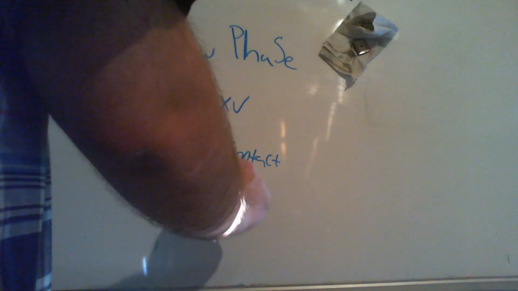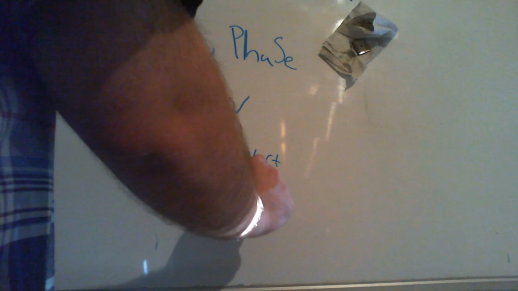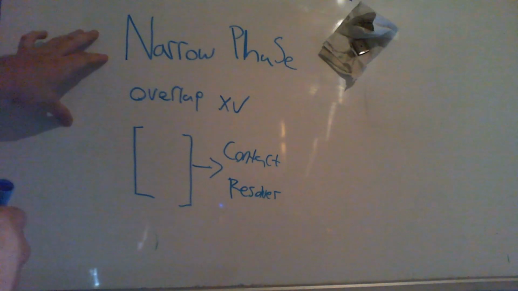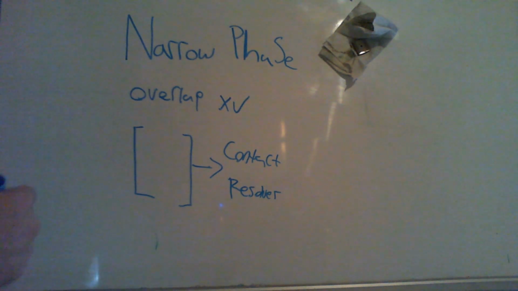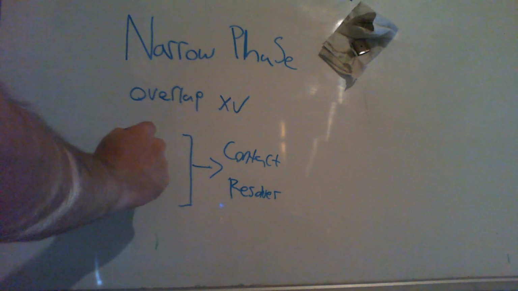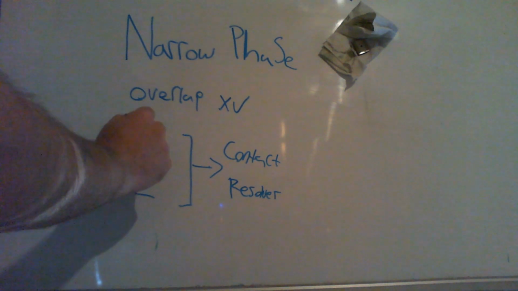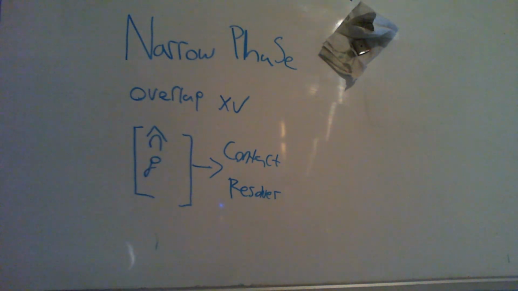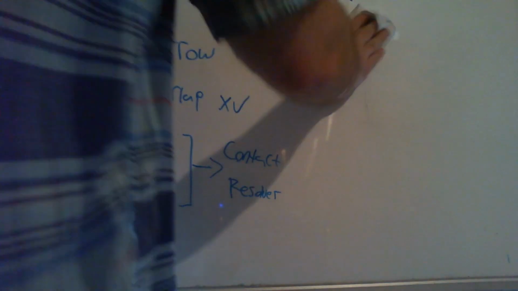Now, there's going to be more things inside of this structure eventually, but for our purposes here in the narrow phase, if we detect an overlap, we want to go ahead and calculate a collision normal, a collision point P, and a collision depth D. Okay, so let's jump right into it.